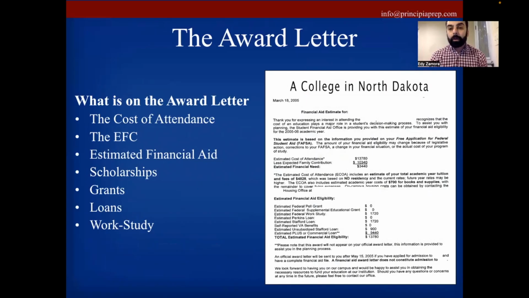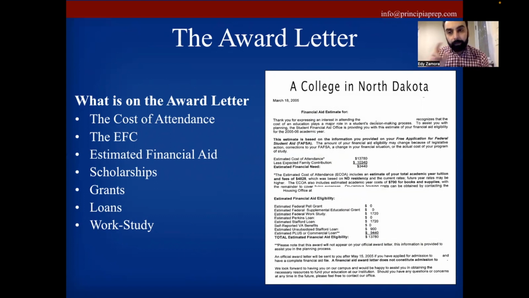So let's go over how to read a financial aid award letter. Right off the bat, as you can see here, I have an award letter that I have had for about 2 decades. And the reality is this award letter looks the same as it did in 2005. They look exactly the same. They haven't changed much. So I'm going to go through this and show you the differences and things to look out for.